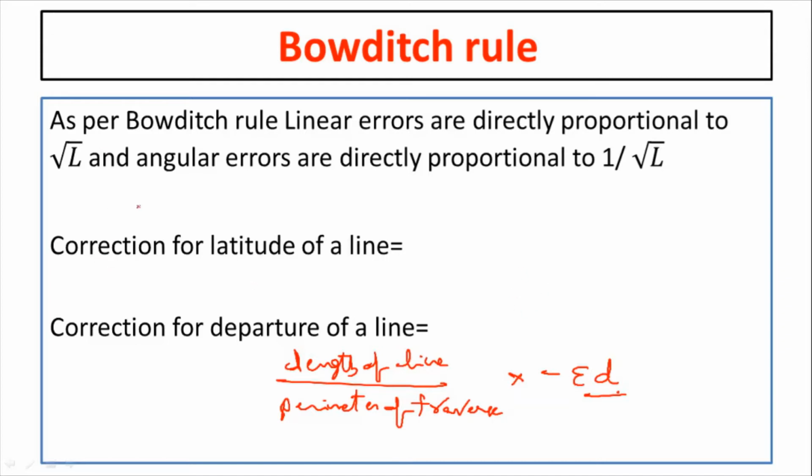Remember that as per Bowditch rule, linear errors are directly proportional to root L and angular errors are directly proportional to 1 by root L. But if they ask you, as per Bowditch rule, correction for latitude of a line is directly proportional to, then directly you will take it as length of the line. Because whatever that correction is, it doesn't depend only on linear error, it depends on the angular error also. So the correction for latitude of a line is directly proportional to length of the line. But if they ask you specifically linear errors are directly proportional to, then it is root L, and angular errors are directly proportional to, then it is 1 by root L. So that's about the Bowditch rule.